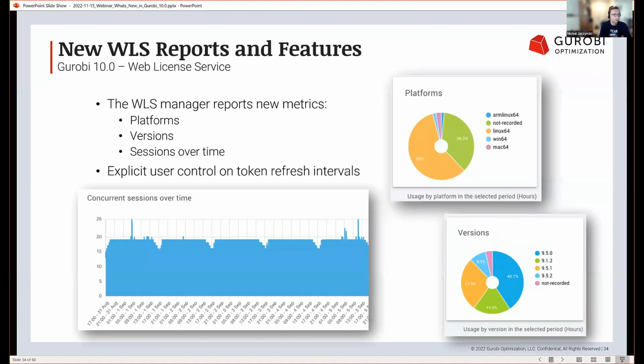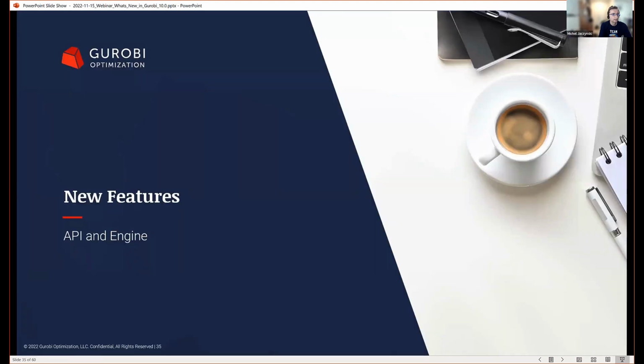And we have also added new reports in the WLS manager. So you can now see your usage in terms of platforms and in terms of versions. And we have improved the display of the usage over time with this timeline where you can see the different sessions that you are running with Gurobi. We also added some parameters to better control how we refresh the tokens and how WLS is working. And thank you, Toby, and back to you.